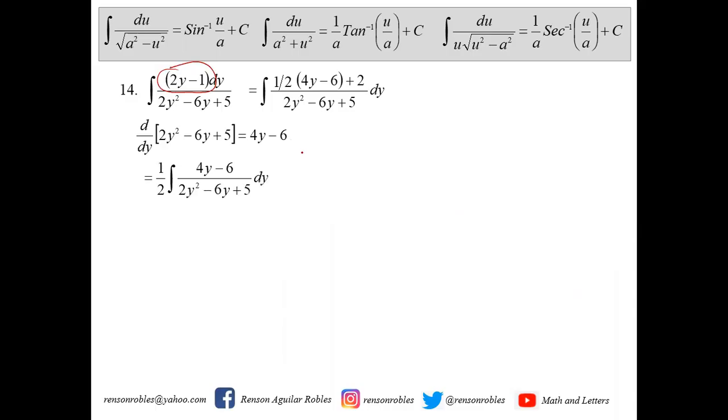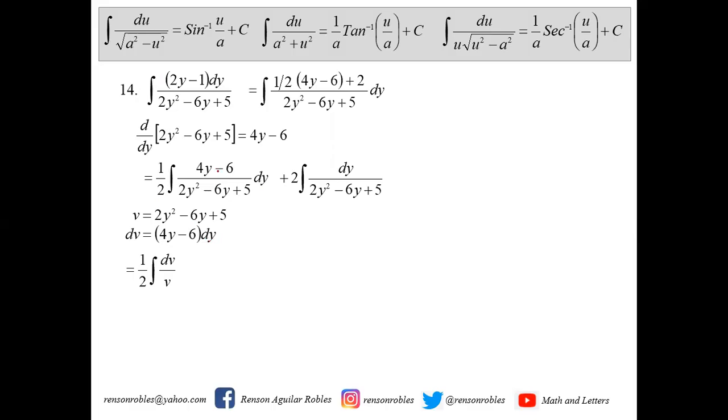And again, by the distributive property of division over addition, this will become 1/2 times the integral of (4y minus 6) over 2y squared minus 6y plus 5, and then we now have plus 2 times the integral of dy all over 2y squared minus 6y plus 5. And you know that since the derivative of 2y squared minus 6y plus 5 is 4y minus 6, this integral will give us an ln function. So if we let v equal 2y squared minus 6y plus 5, and therefore dv is (4y minus 6) dy, this will become 1/2 of the integral of dv over v.